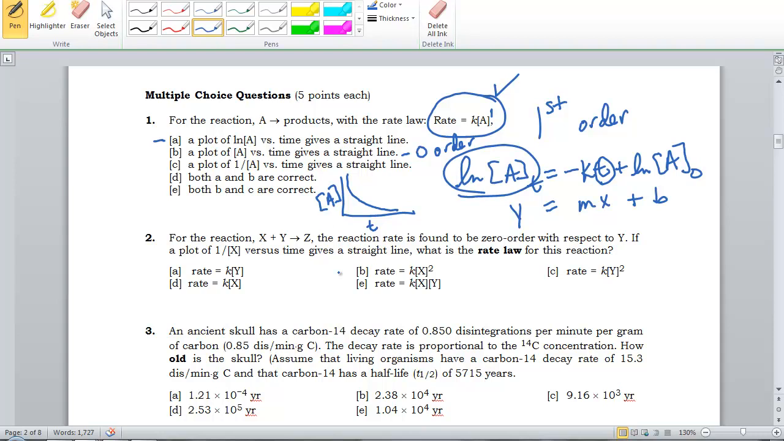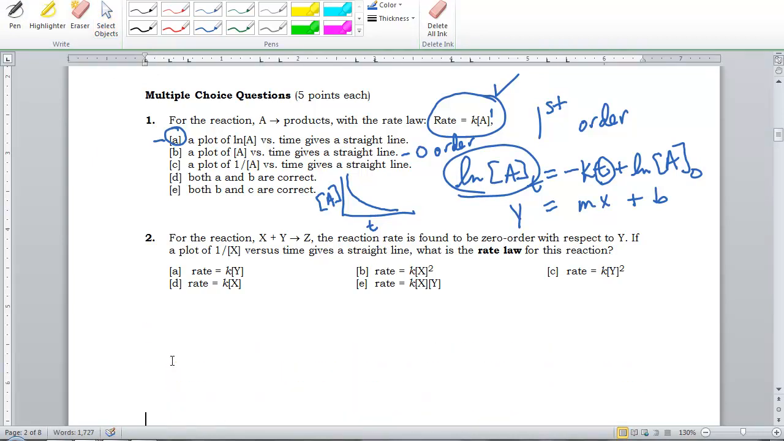And then C, we're going to see that in the second problem, that's actually the plot for a second order reaction. 1 over concentration versus time would be for second order. And let's save that for the next one. So the only correct answer there is choice A. All right, let's go to problem 2.